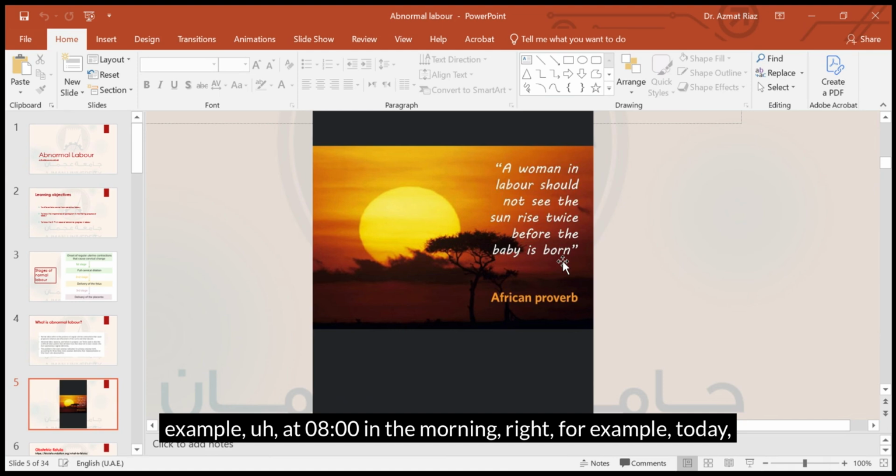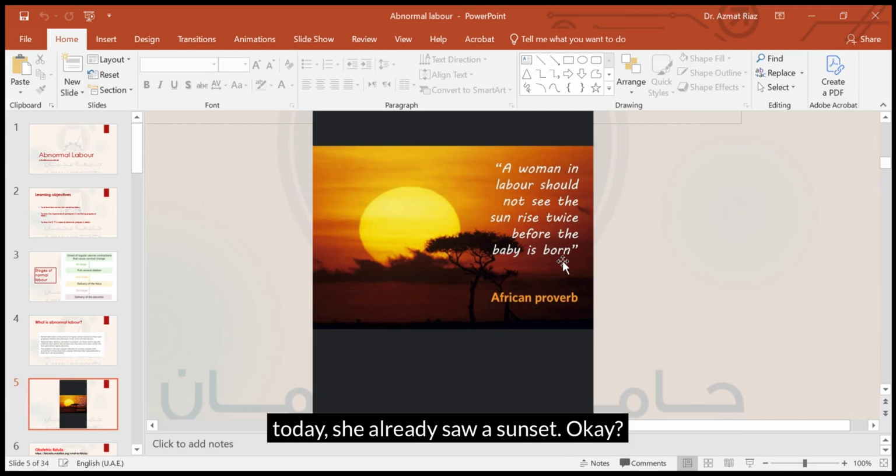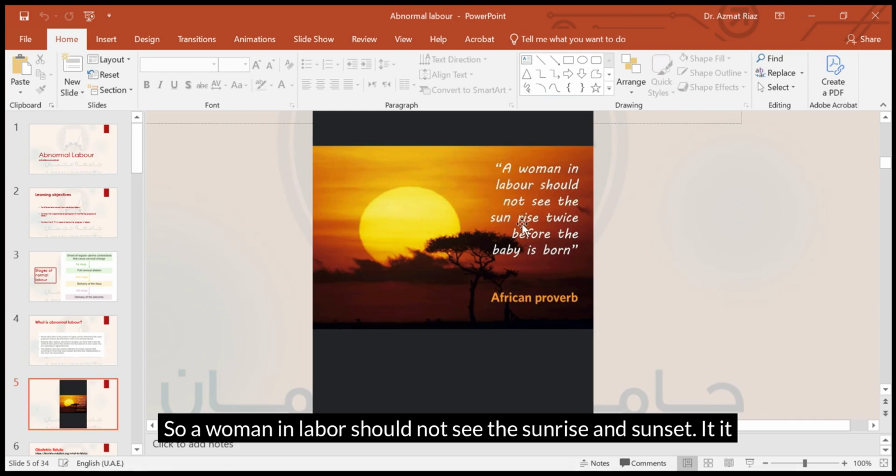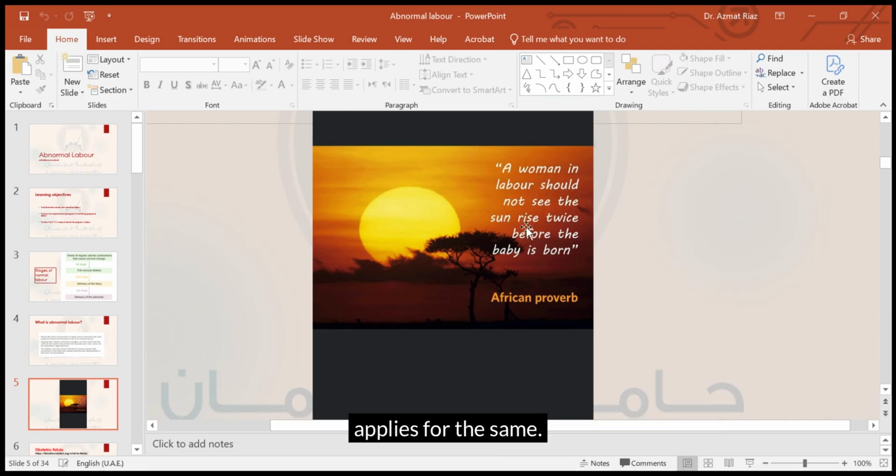For example, today, okay? So she will see a sunset this evening, right? And she will see a sunrise tomorrow, okay, if she's in labor. But she should deliver before tomorrow's sunset, because today she already saw a sunset, okay? And similarly, it's the same. So a woman in labor should not see the sun rise and set twice. It applies the same way.